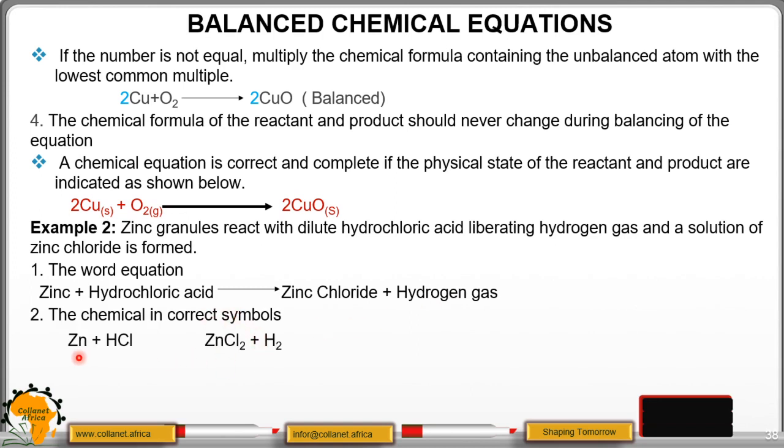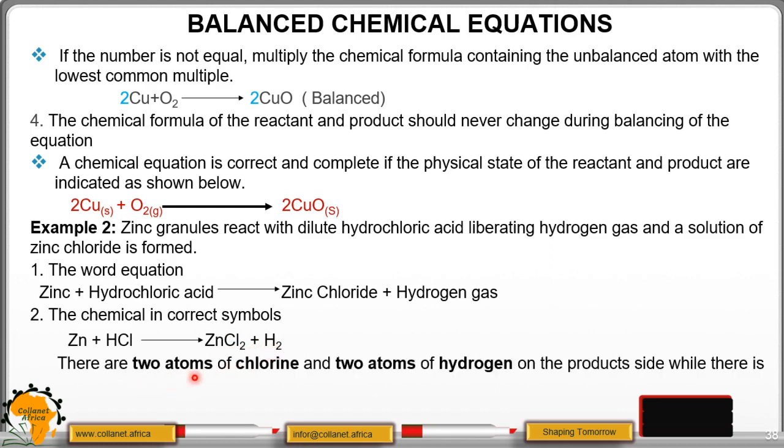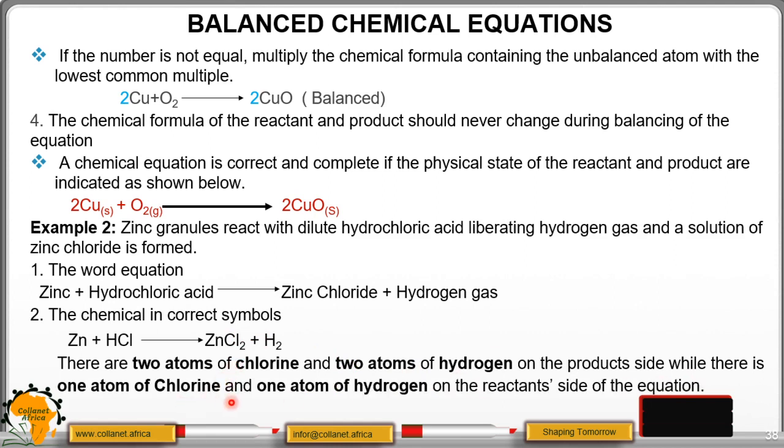We have Zn plus HCl gives you zinc chloride. So the 2 here is coming from the zinc. The valency of zinc is 2, therefore the interchange with 1 for chlorine, then the gas is H2. There are 2 chlorine atoms and 2 hydrogen atoms on the product side, while there is 1 atom of chlorine and 1 atom of hydrogen on the reactant side of the equation.